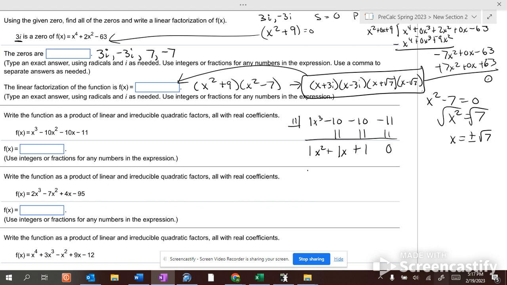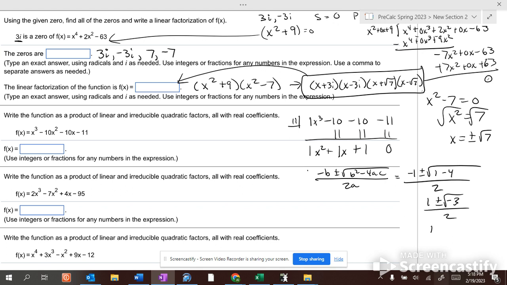It doesn't. Quadratic formula, here we come, because I want to know another way of doing it. So negative b plus or minus the square root of b squared minus 4ac all over 2a. Okay, so it's negative 1 plus or minus the square root of 1 squared minus 4 times 1 times 1, which is negative 3, over 2 times 1, which is 2. So it's negative 1 plus or minus the square root of negative 3 over 2. So it's negative 1 plus or minus i square root of 3 over 2.